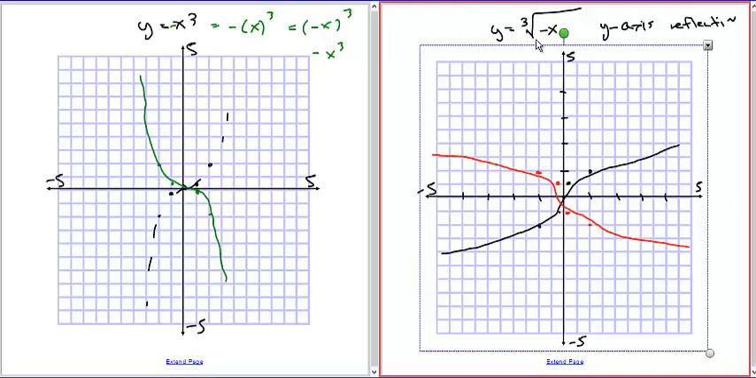And the reason that works out is because if you take three negative numbers and multiply them together, you still have a negative number. Whereas if you square something, negative squared becomes positive, and positive squared becomes positive. So it's kind of a difference there.